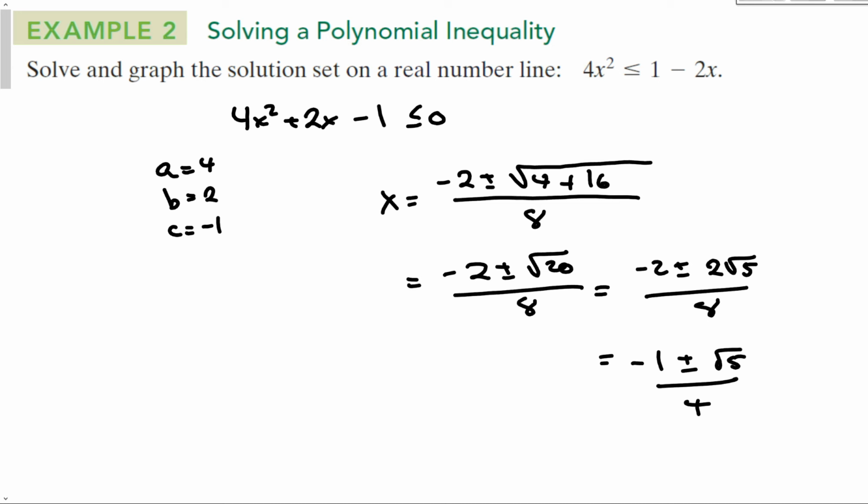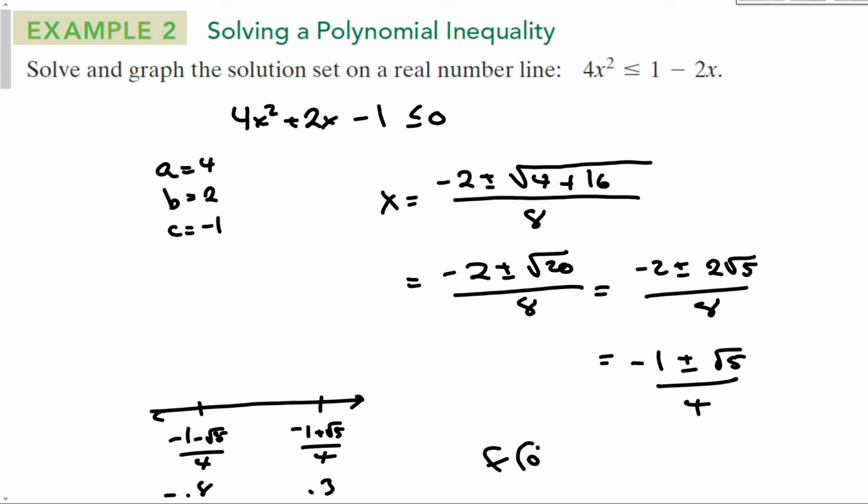So if we look at my boundary line, we have my first zero, negative 1 minus radical 5 over 4, which is a negative number. And we have this one, negative 1 plus radical 5 over 4. Now, these numbers are kind of complicated. You could easily work it out. This one's about negative 0.8. This one's about, sorry, positive 0.3. But you don't even have to. You know that one is negative, one is positive.